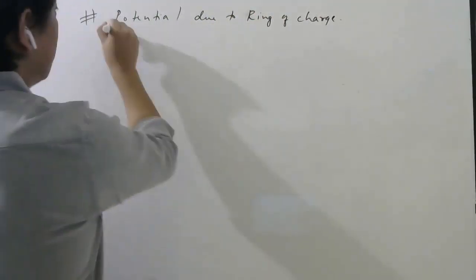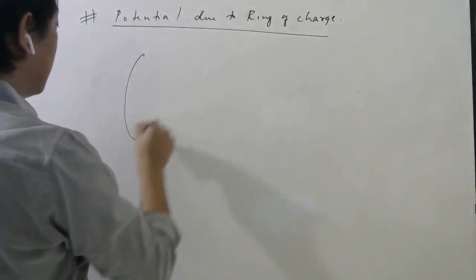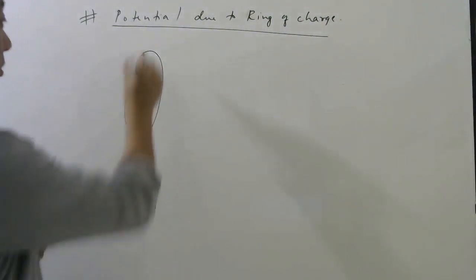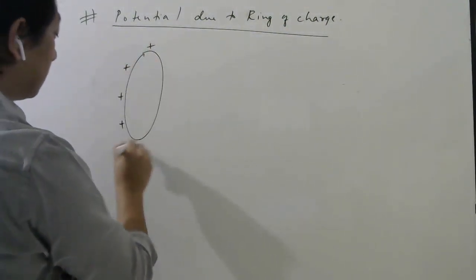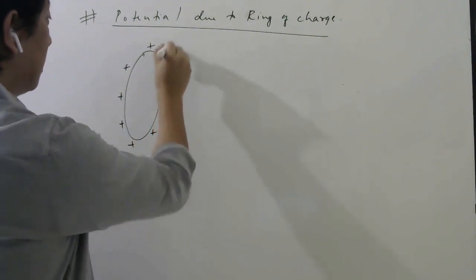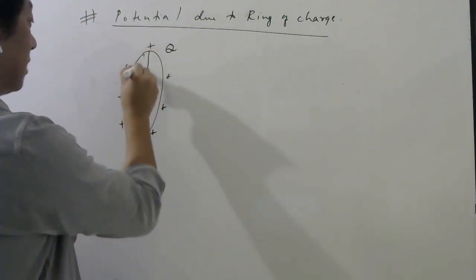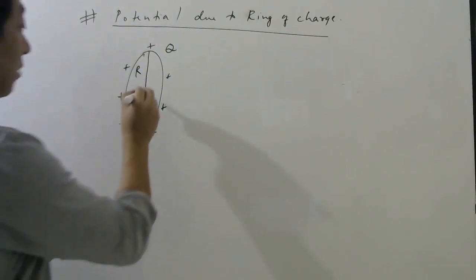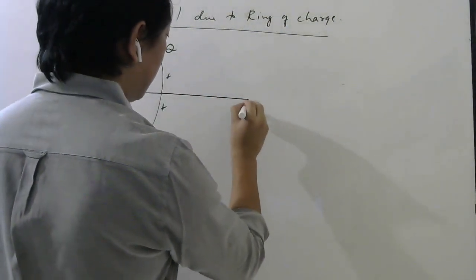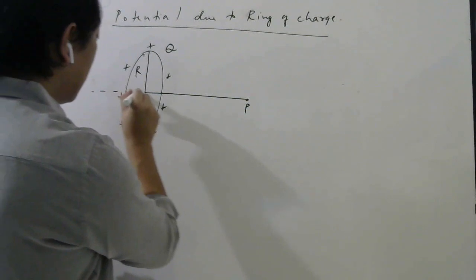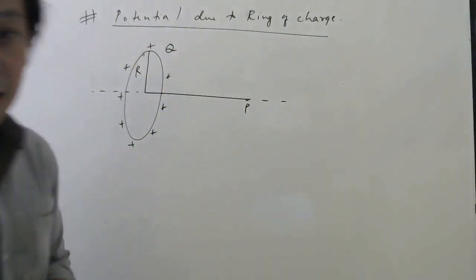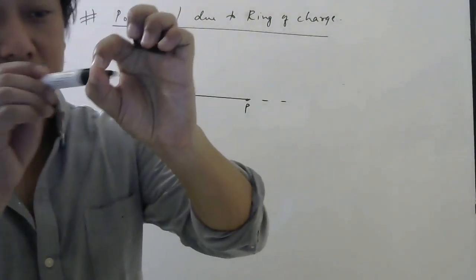Okay, so imagine I have a ring of charge, and the total charge on the ring is, let's say, capital Q and the radius is capital R. I want to know what the potential is at this point, which lies on the axis of the ring. Axis means if this is the ring, this is called the axis.